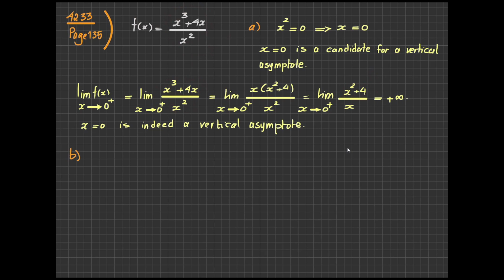Let me remind you, if you want to find y equals kx plus m, there was a formula for k. It was the limit of your function, whatever it is, divided by x, when x goes to plus or minus infinity. You have to check them both. After you have calculated k, calculating m is the limit of your function minus k, which you found earlier, times x.